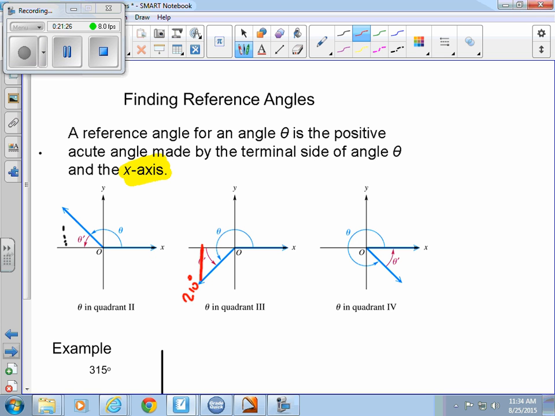Now those are very similar answers. One's negative. We'll have to figure out how that happened. But they're very similar answers. So for the angle 210, 30 degrees is its reference angle. It's the angle it makes with the x-axis. That's what a reference angle is. In the first quadrant, they are their own reference angles. Because from 0 to 90, those are all acute angles, so those are all their own reference angles.